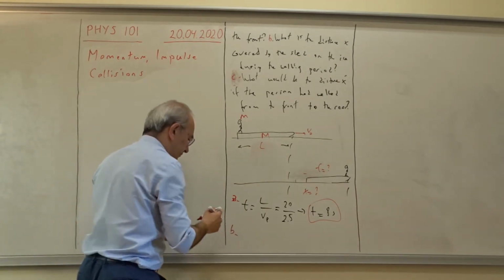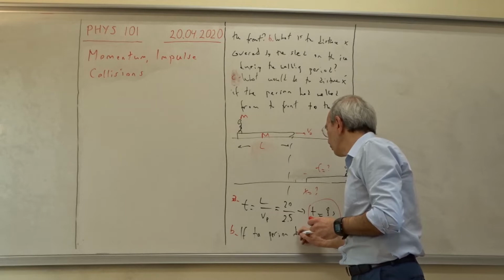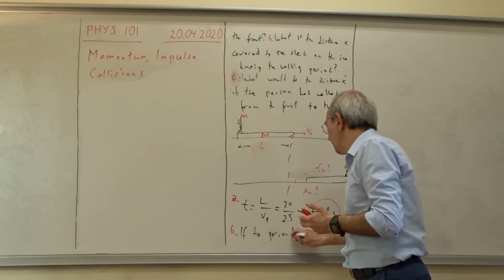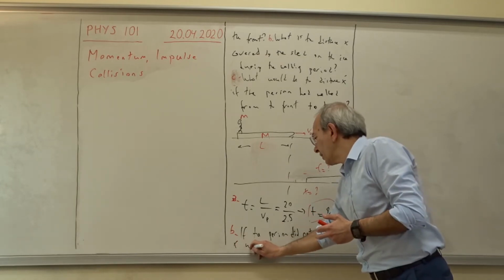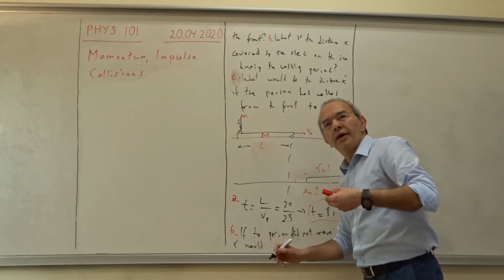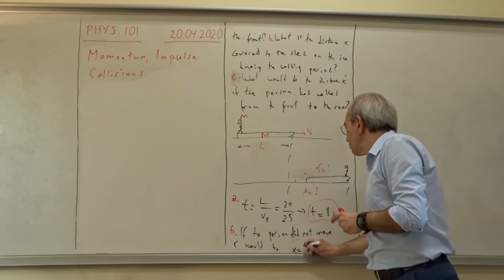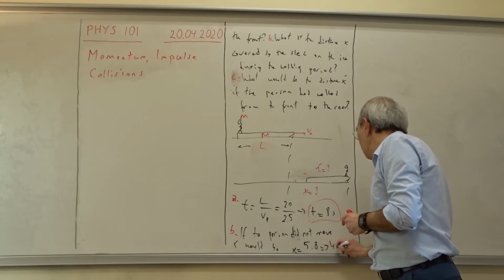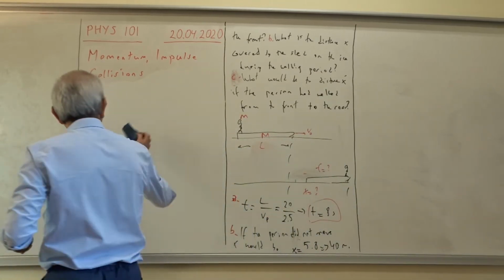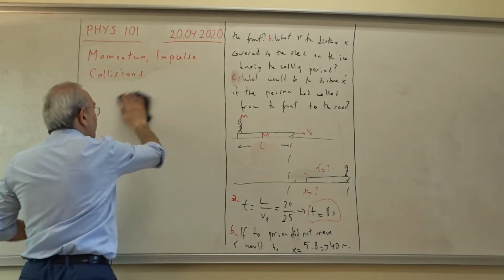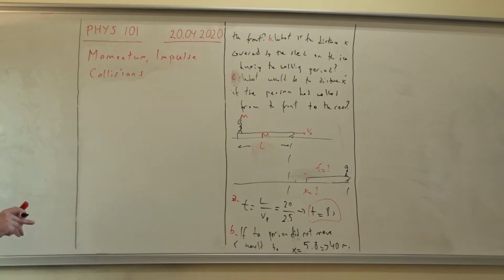Part B. If the person did not move, x, the distance covered by the sled would be x equals velocity, which is 5 times 8, so that it would be 40 meters. But of course now we will see that it is slightly less than 40 meters, because the velocity will be a bit less than 5 meters per second.